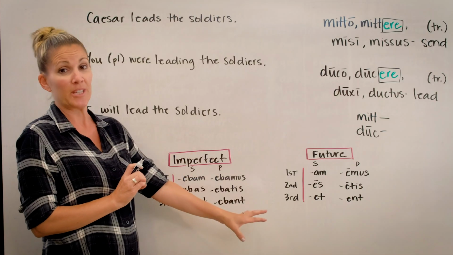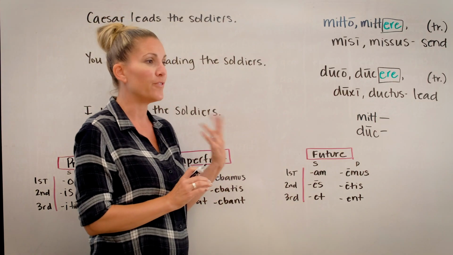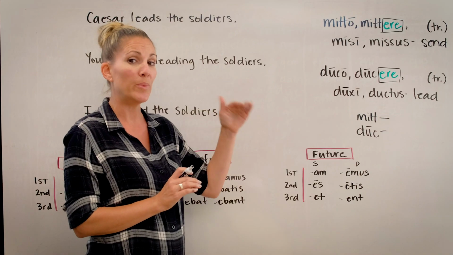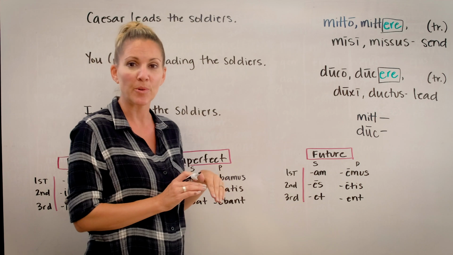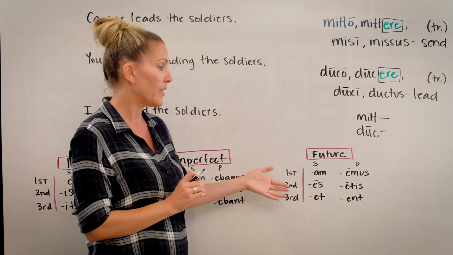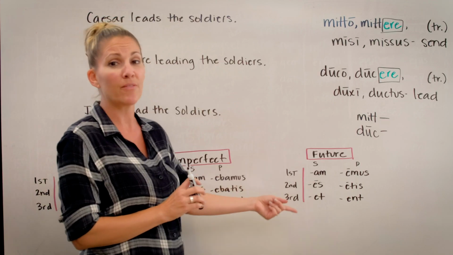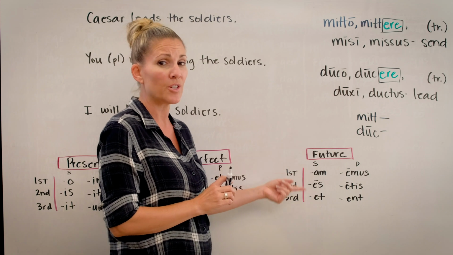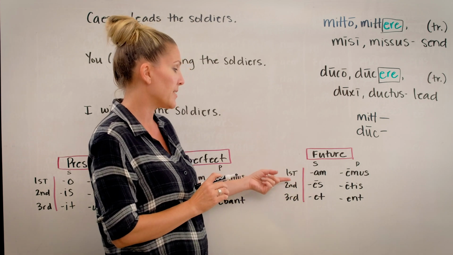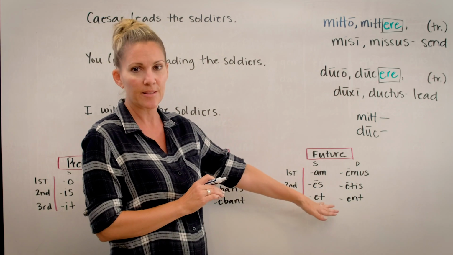Now for the future tense, it gets even crazier. Normally, for the future tense, we would use the endings bo, bis, bit, bimus, bitis, bunt. That's what we're used to seeing in the first and second conjugation. But here we get thrown a total curveball, and you can see that these endings do not follow that pattern. So in the third conjugation, the future tense looks like this.